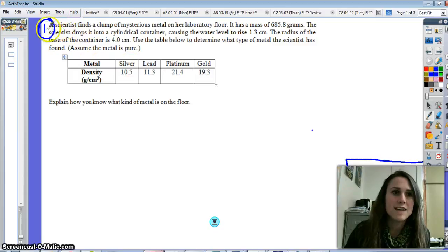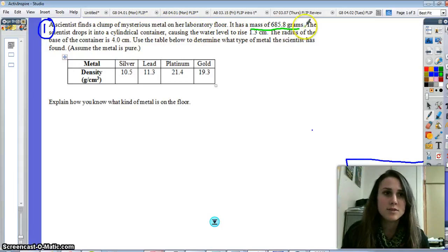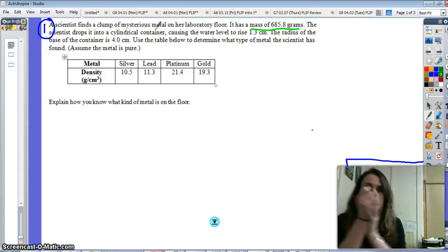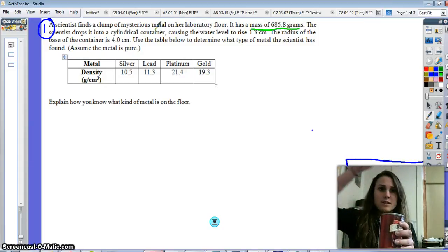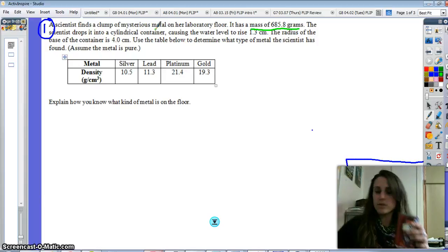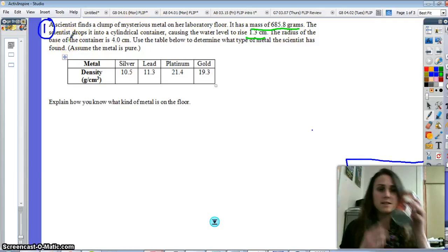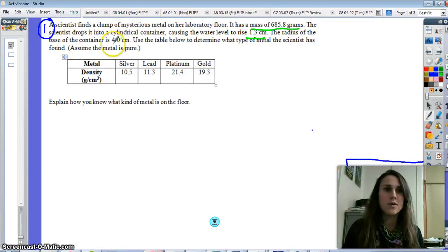Okay, so question number 1 asks us, let's read the question. A scientist finds a clump of mysterious metal on her laboratory floor. It has a mass of 685.8 grams. The scientist drops it into a cylindrical container. So I'm imagining my clump of metal. I don't know what material it is. And I'm dropping it into a cylindrical container, which causes the water level to rise. It tells me 1.3 centimeters. The radius of the base of the container is 4.0 centimeters. I think that's important. Use the table below to determine what type of metal the scientist has found.